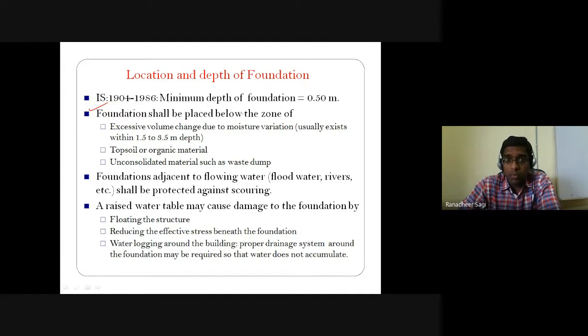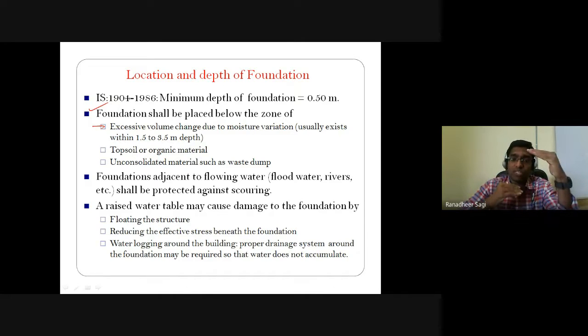So foundation shall be placed below the zone of excessive volume change due to moisture variation. In the last lecture we said over the first 2 to 3 meters of depth, if you have what is called expansive soil, generally the moisture content variation you will typically see is over a depth of 2 to 3 meters or 3.5 meters below the ground surface.